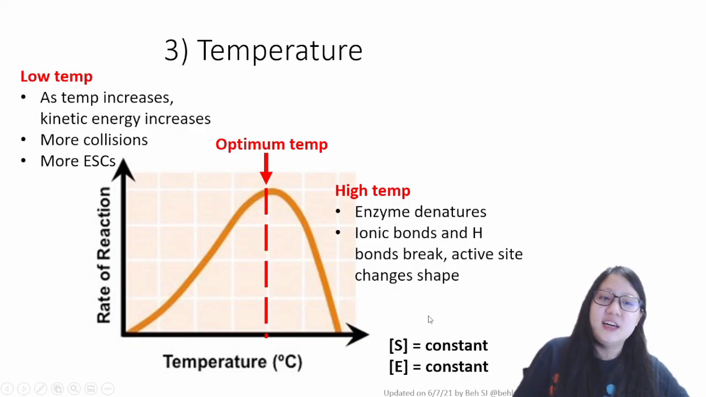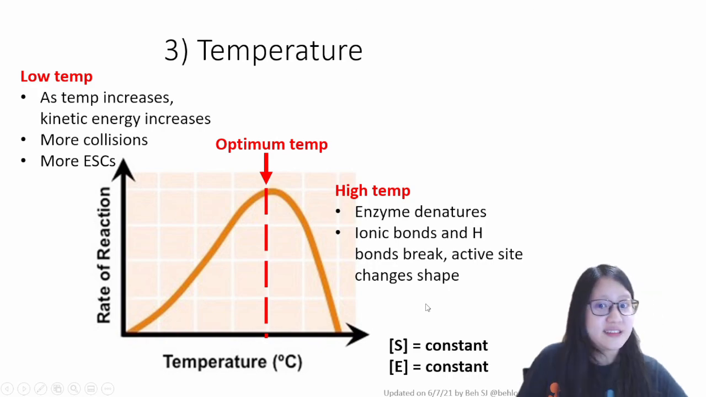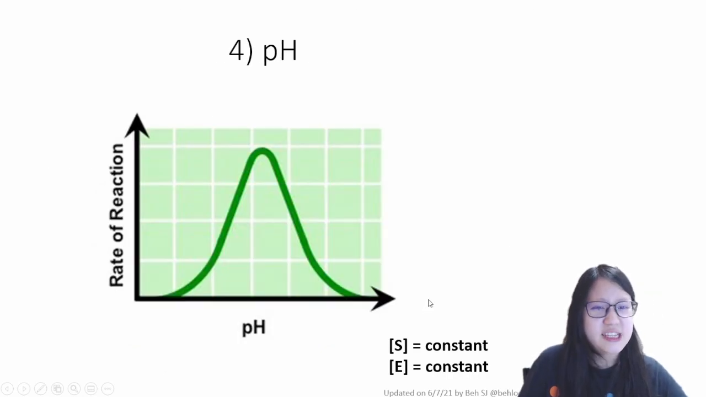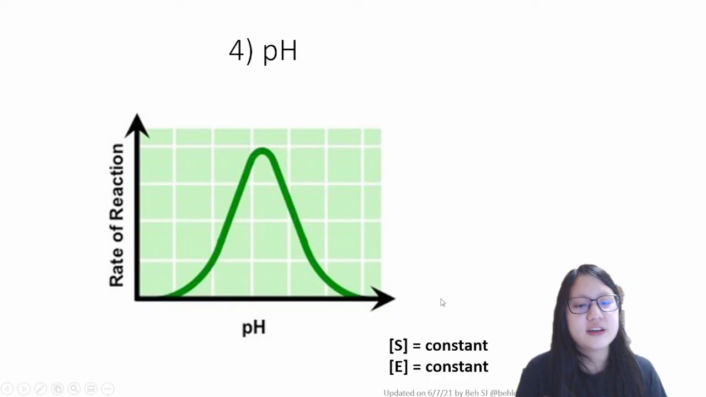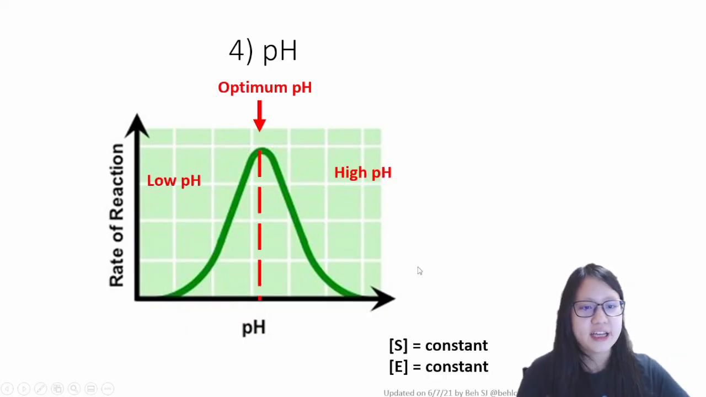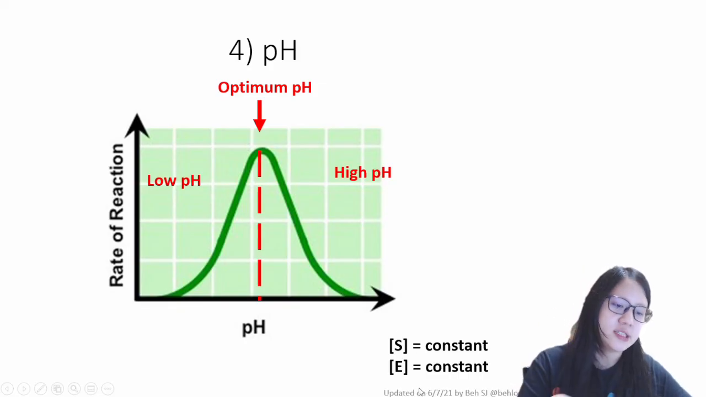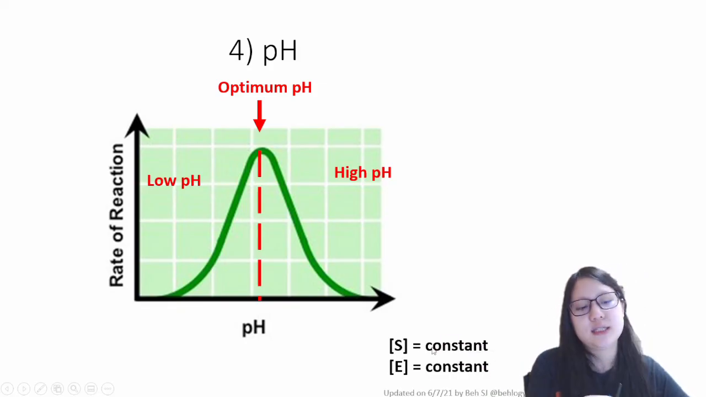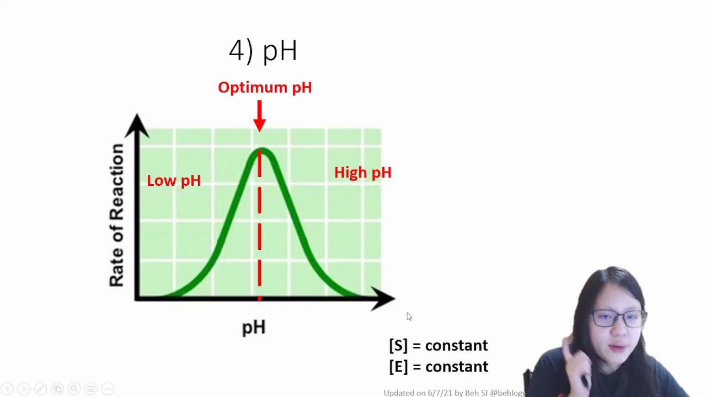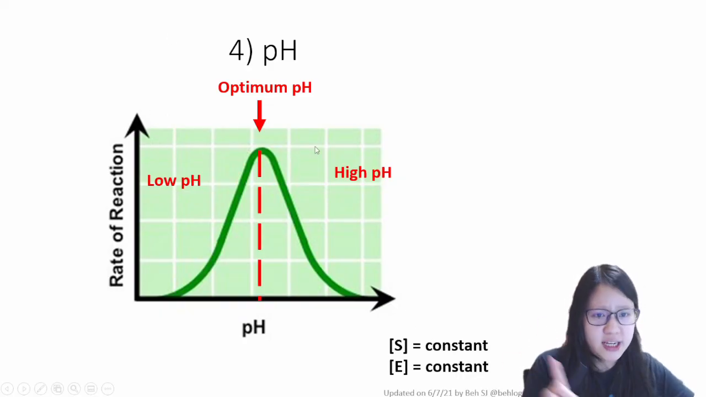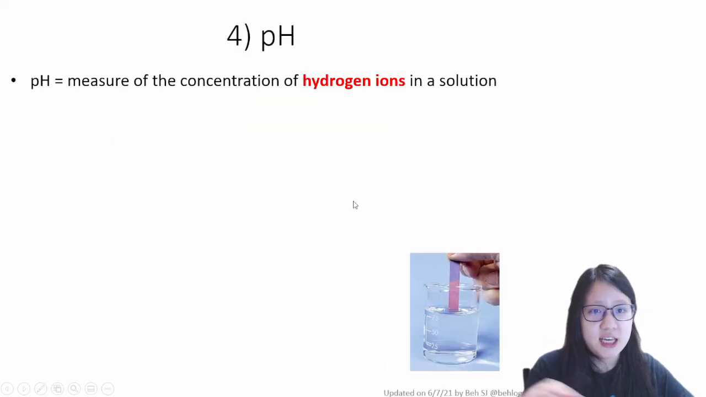Now, the next one is pretty similar, but slightly different. Okay, it's pH. Now you can see the graph, the low and the high pH is kind of like the same steepness, and then there's the optimum pH right in front. Note that in both temperature and pH experiments, substrate concentration and enzyme concentration are constant. Anyways, in this pH example, we are going to explore low and high pH in the same slide.